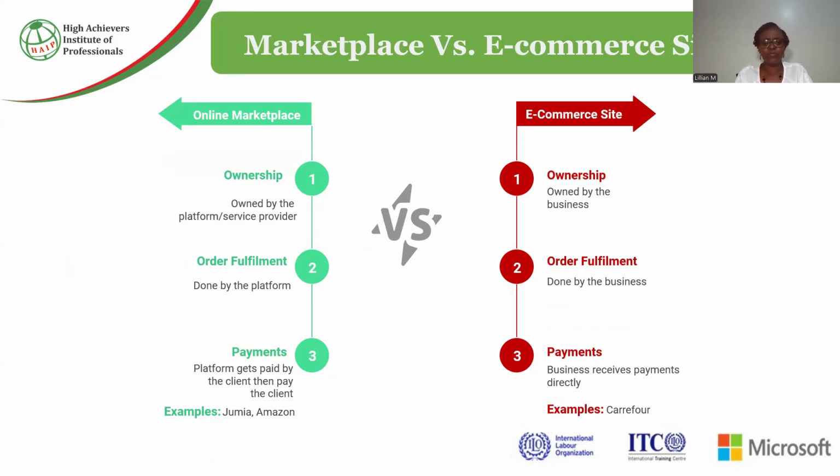Then when it comes to order fulfillment, in Jumia, the order is handled by the platform. What does that mean? Jumia is the one that walks you through the website, all the way from browsing to putting the things in the cart to making the payment, etc. All that is being done by Jumia. The vendor only needs to provide their details. But on the other side, with Carrefour, all the order fulfillment is done by Carrefour, the company.